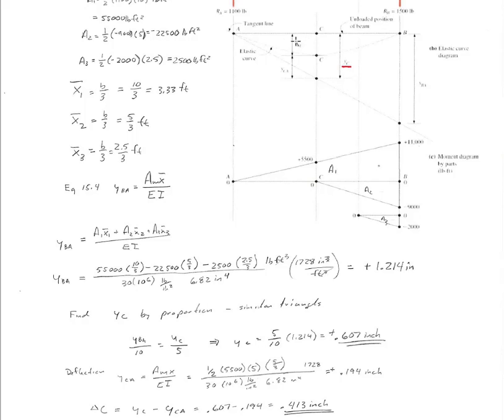Really, the deflection here is this delta C. Okay, so what we have to do is we have to do this two different ways. We have to calculate what YCA is first, and again, it's the same way: A sub M X over EI, and I get 0.194 inches, and then I subtract that from 0.607, and I get 0.413.